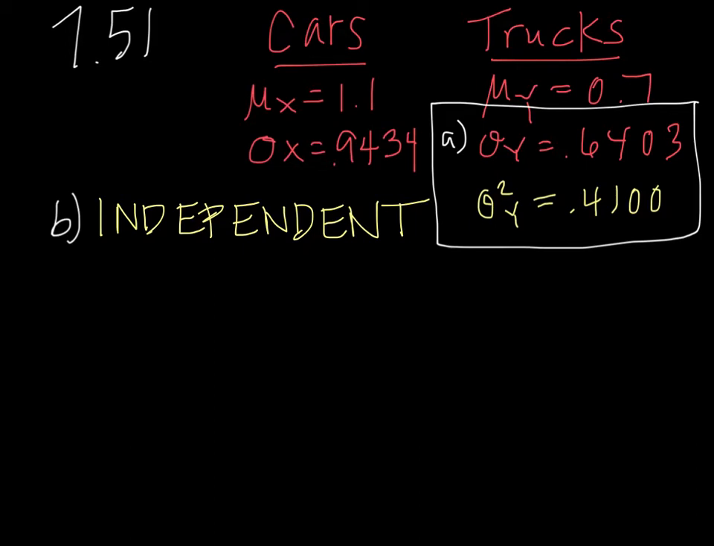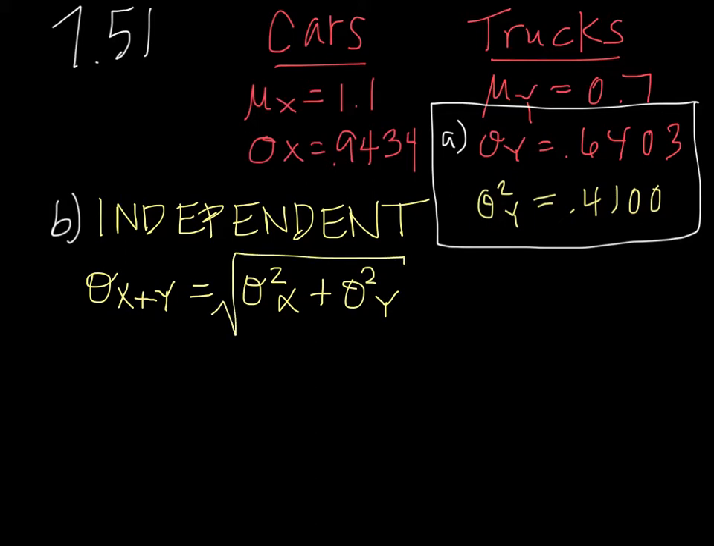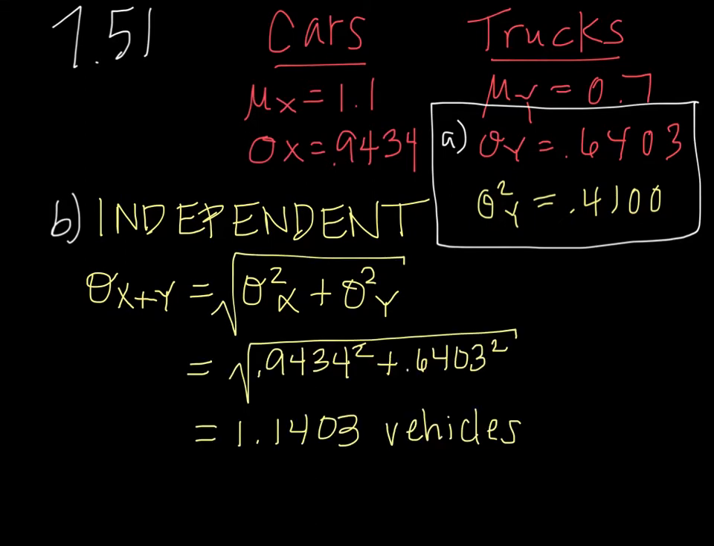So to obtain the standard deviation of the total sales, which is their sum, we'll take their variances, add them together, and square root the final answer. When we take the standard deviations, square them, add them together, square root, we get about 1.1403, and we want to, as always, put our units on the end here. Because we're talking about cars and trucks combined, we're just going to call them vehicles.